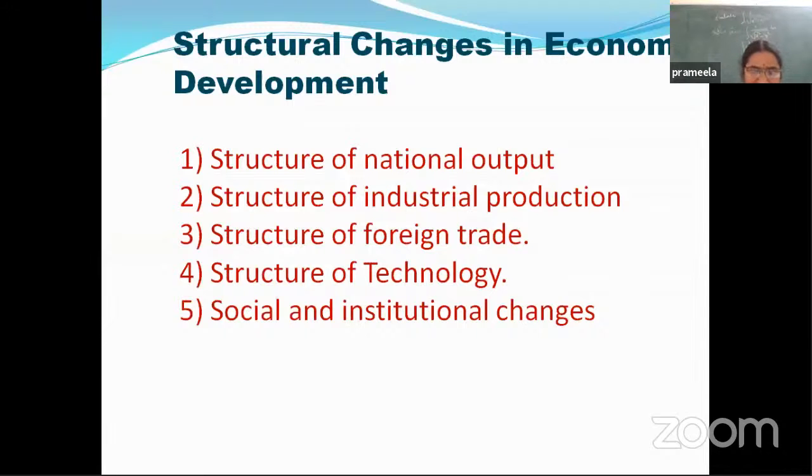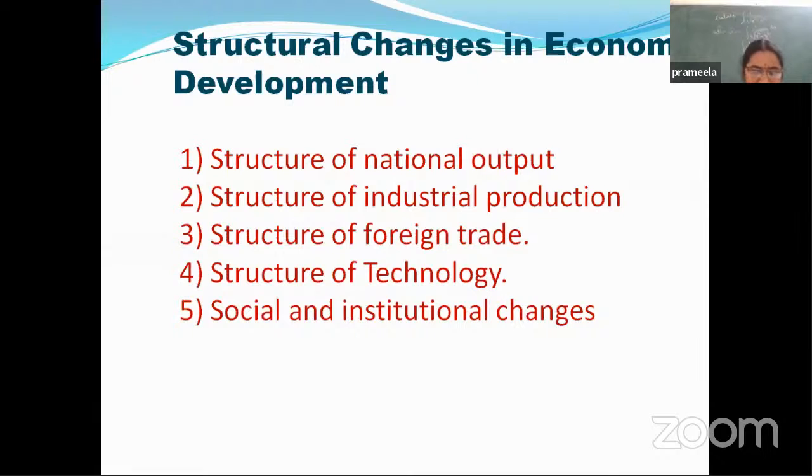Next, the fourth one, the structure of foreign trade. Most developing economies depend on the agriculture sector, so in exports and imports, agricultural goods play a very important role. The share of primary goods in exports must decrease and the share of capital goods in imports or exports must increase, then only is it possible to achieve economic development in the economy. The share of capital goods mainly has to increase.